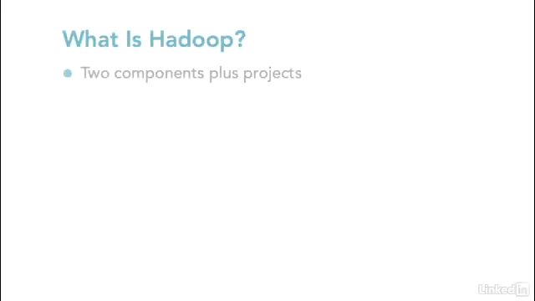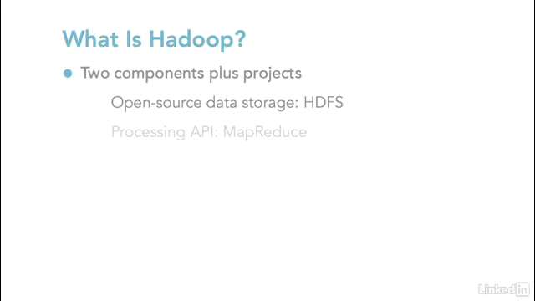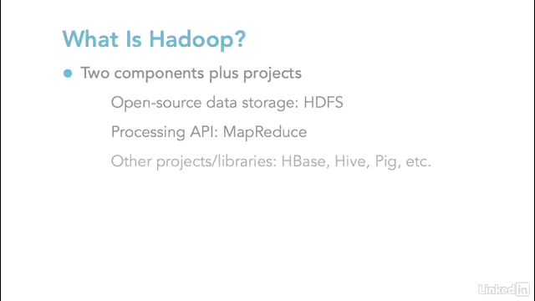So what is Hadoop? It consists of two components and oftentimes is deployed with other projects as well. What are those components? The first one is open source data storage, or HDFS, which stands for Hadoop File System. The second one is a processing API, which is called MapReduce. Most commonly in professional deployments, Hadoop includes other projects or libraries.